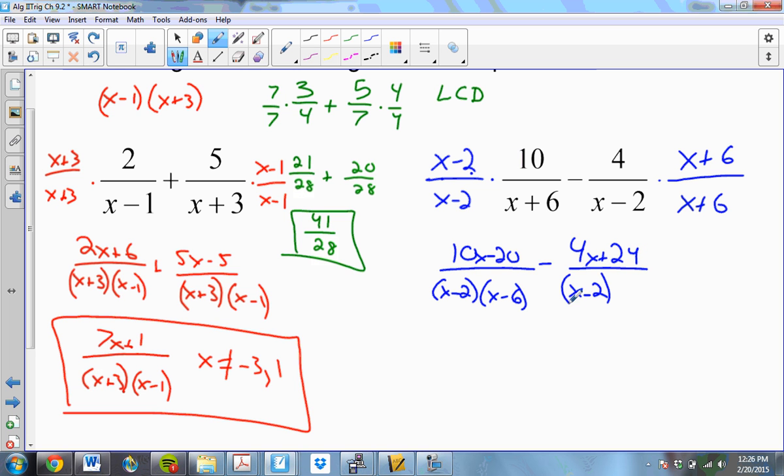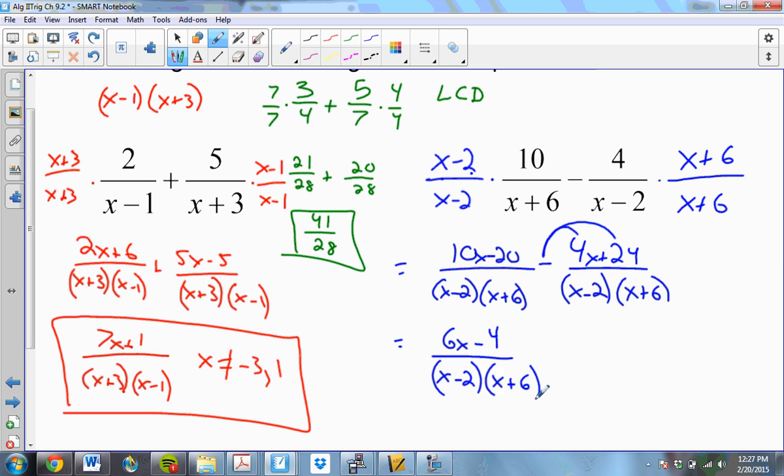Now you have to be really, really careful. It's plus 6. Really careful about that negative. I'm really distributing the negative to everything on top, and this is what people tend to forget. This tends to be where mistakes happen. I'm going to do 10x minus 4x, which is 6x, but also 20 minus 24, which is -4. It becomes 6x minus 4 over (x minus 2)(x plus 6).